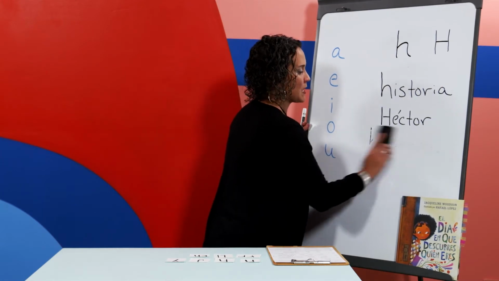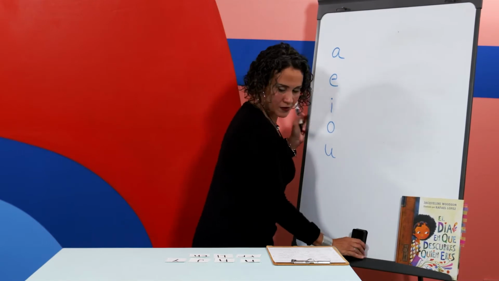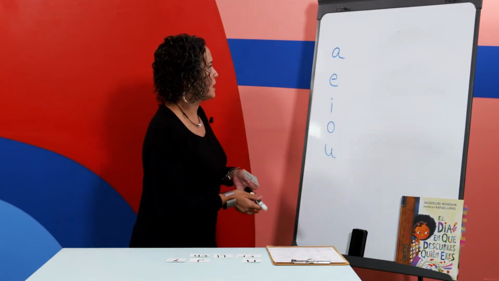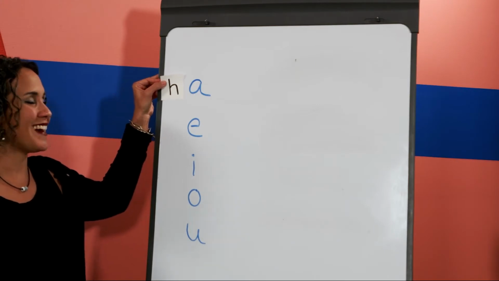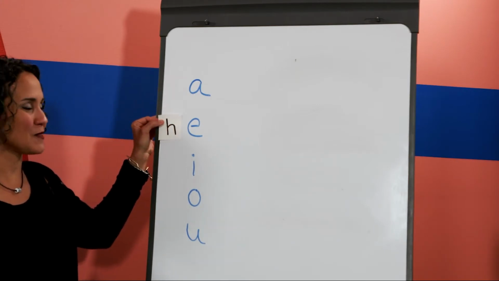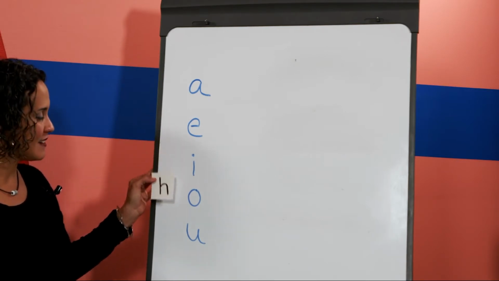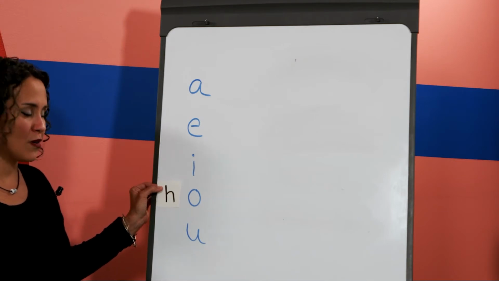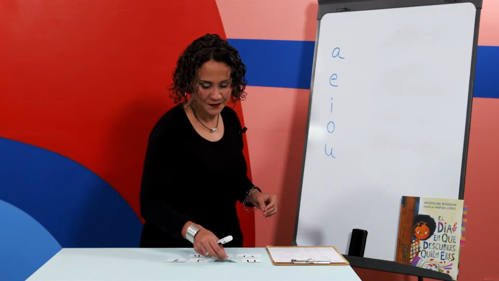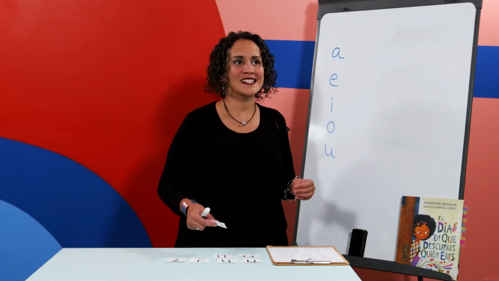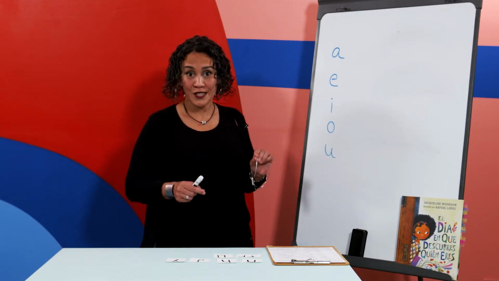So let's practice with the vowels. Got it right here. What does that say? Think about it. A. How about this one? E. That's I. That's O. And that's U. Perfect.